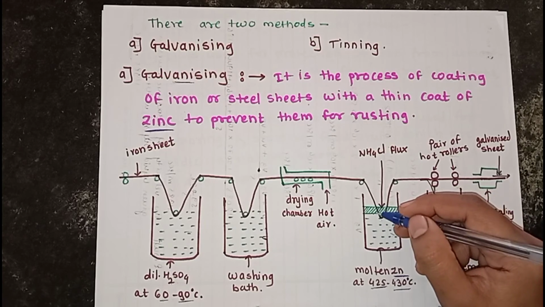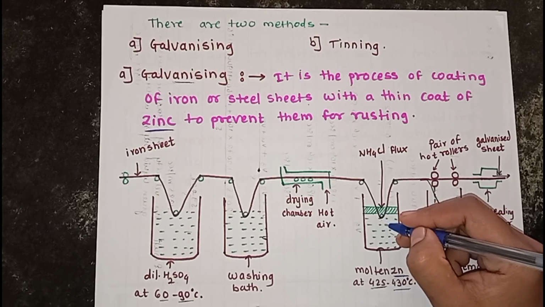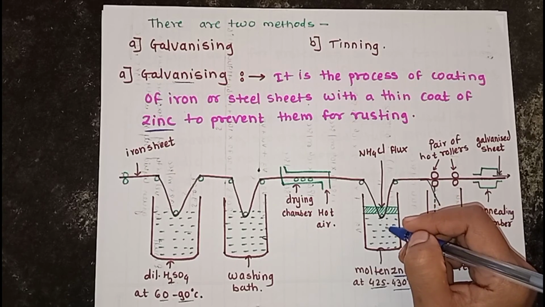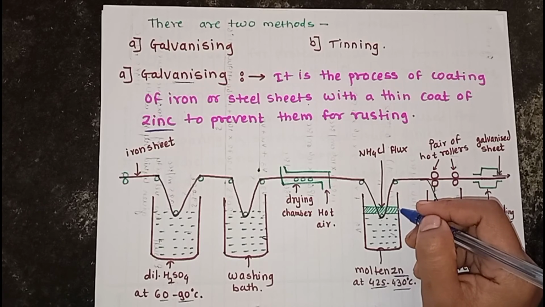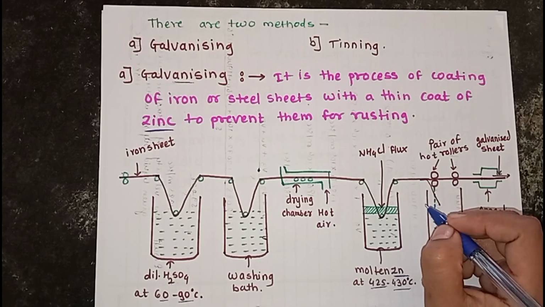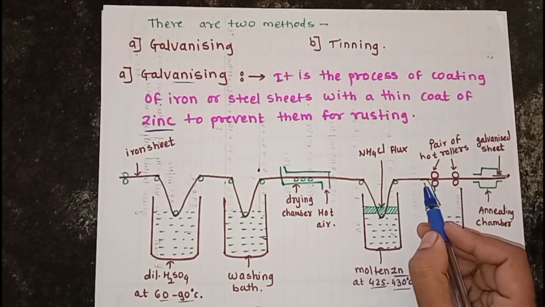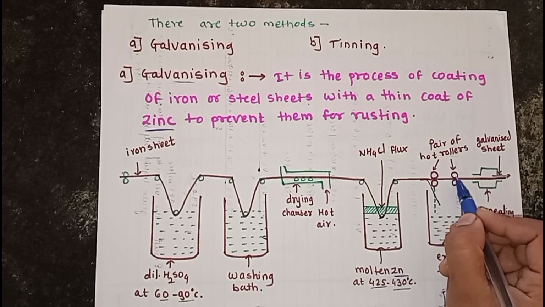Okay. So this steel sheet gets dipped in this molten zinc chamber, and it gets covered with zinc. When the article is taken out, it is found to be coated with a thin layer of zinc, and it is then passed through a pair of hot rollers. So these are the hot rollers.